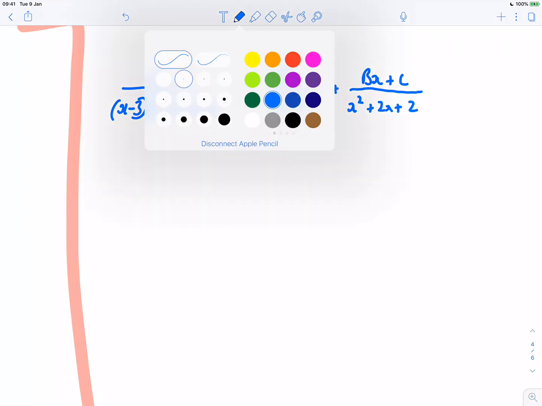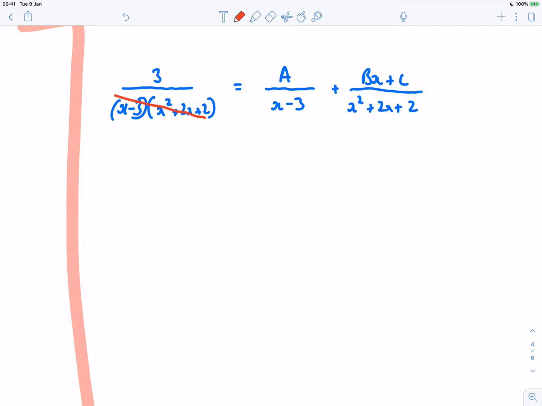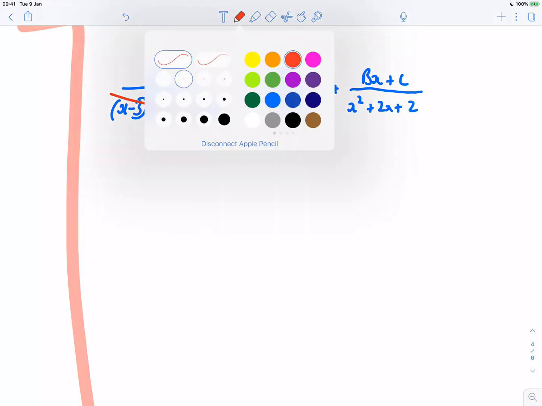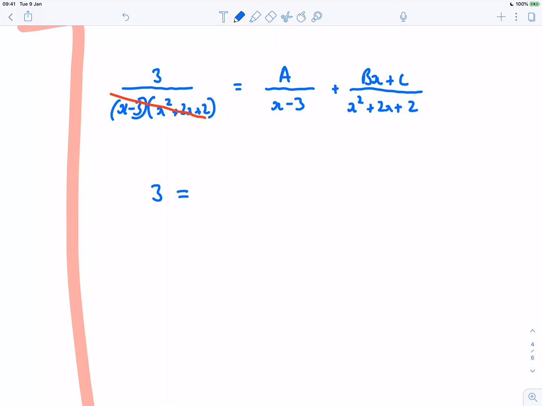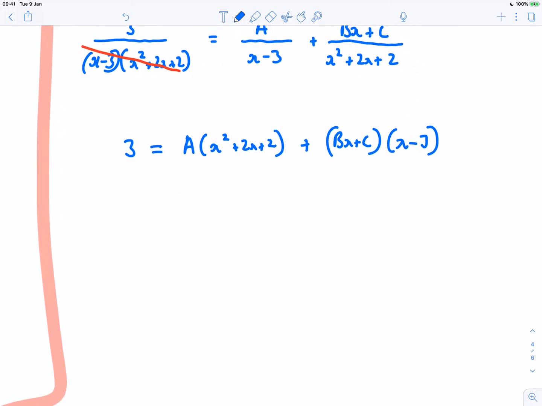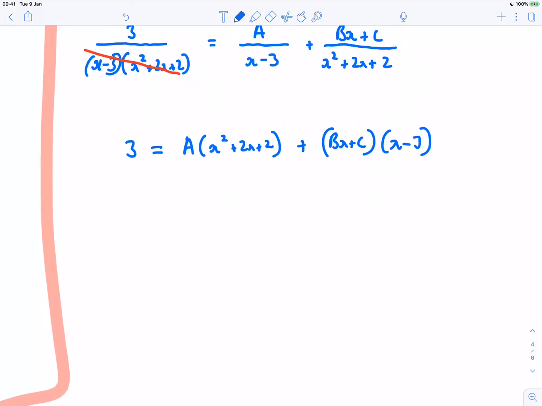Same deal as before. I'm going to multiply both sides by the denominator, so I'm left with the numerator, to give 3 on the left-hand side. And on the right-hand side, we can have a lots of the other factor, which is x squared plus 2x plus 2. And we have bx plus c, lots of the other factor that wasn't in its denominator, which is x minus 3. Same deal. We can use substitution or comparing coefficients. I'm going to do comparing coefficients, just for the lols, I guess.